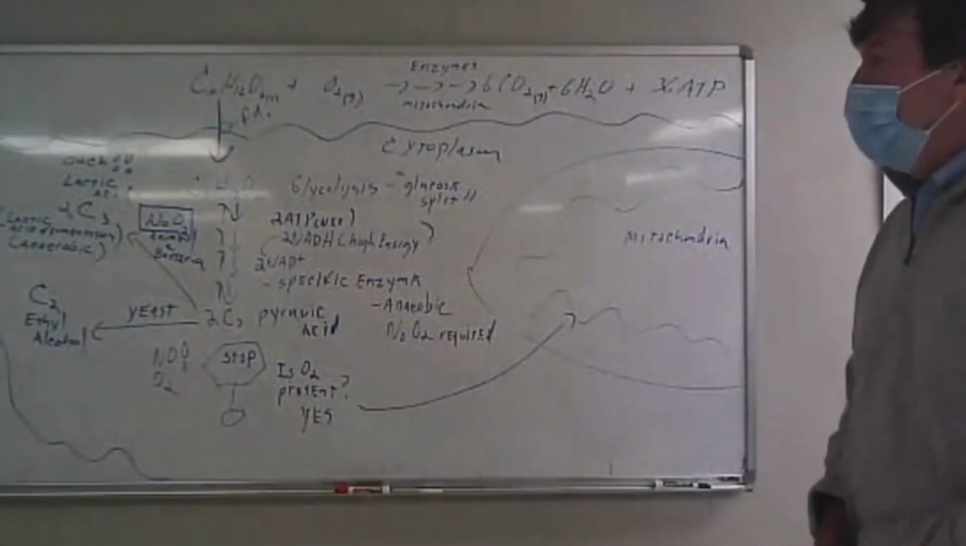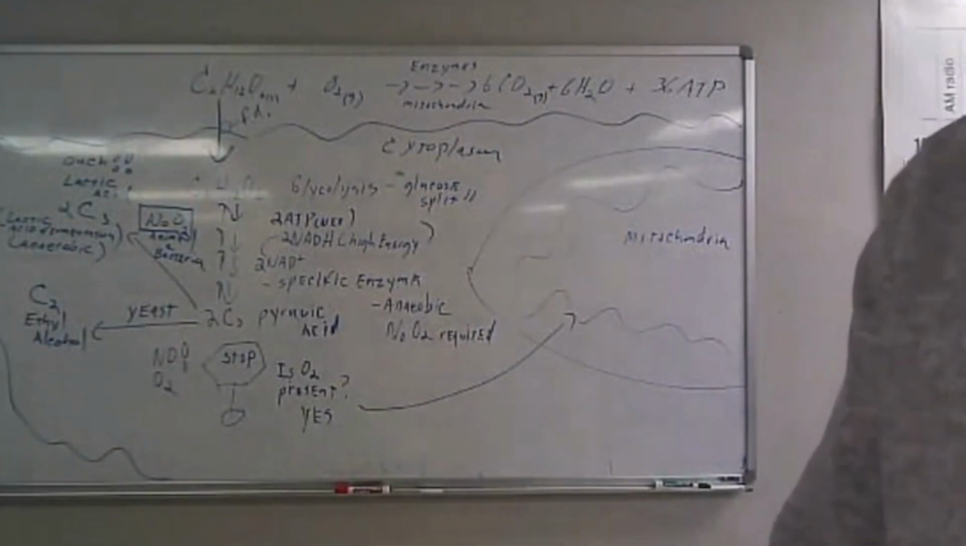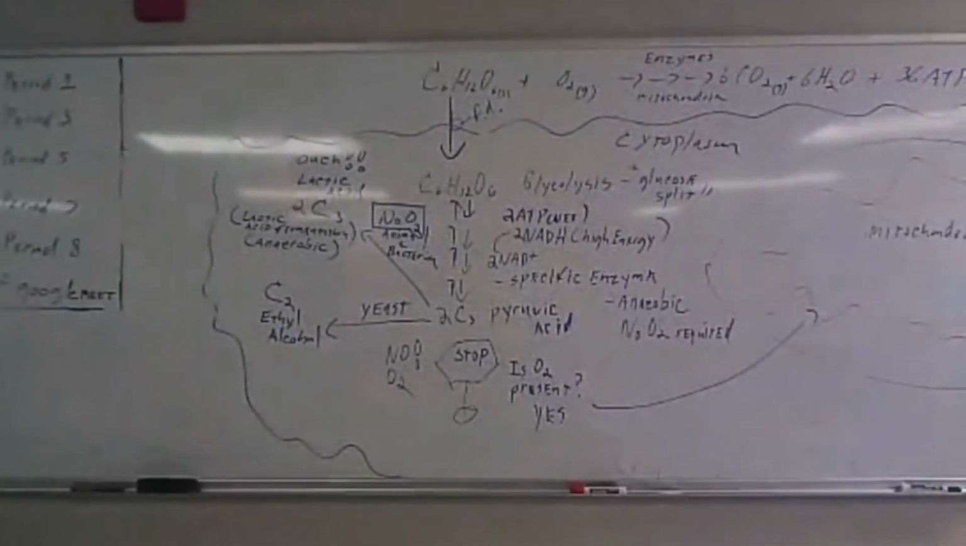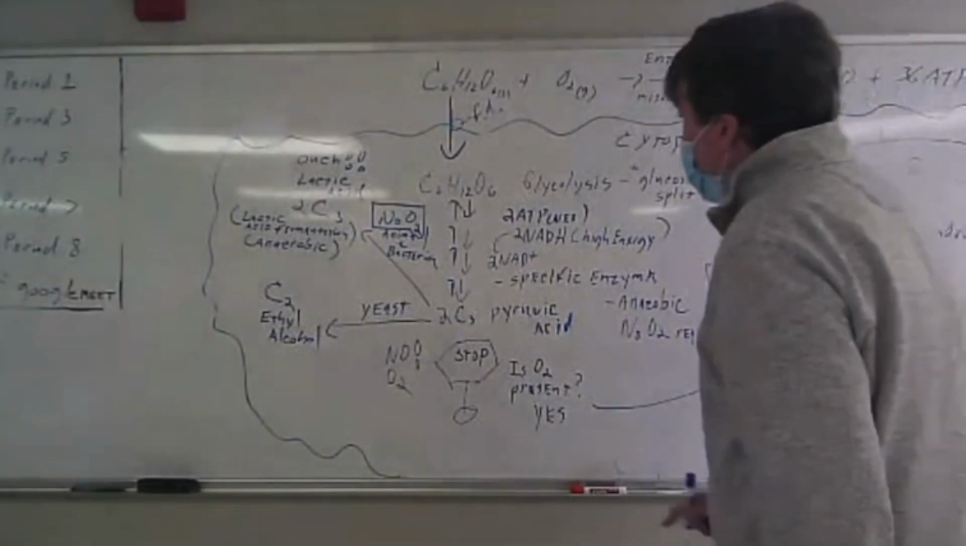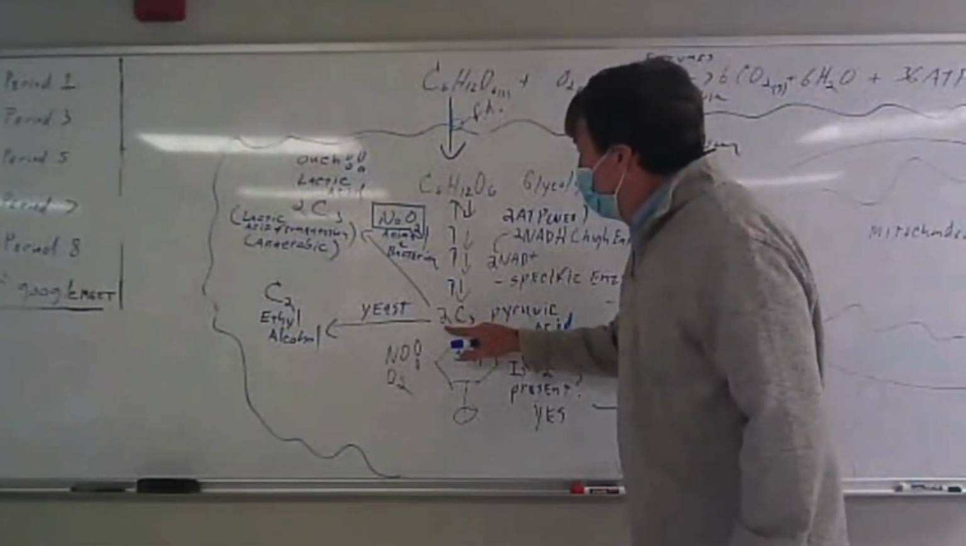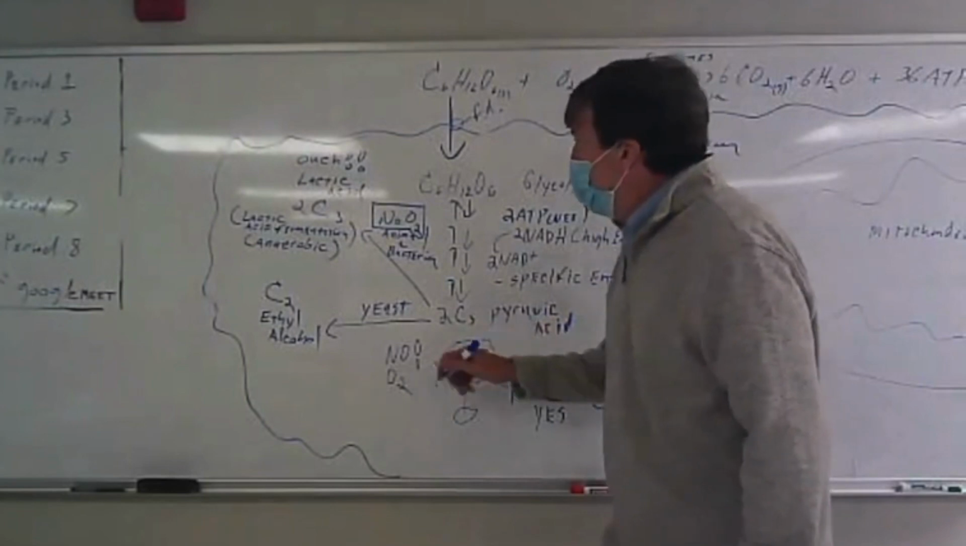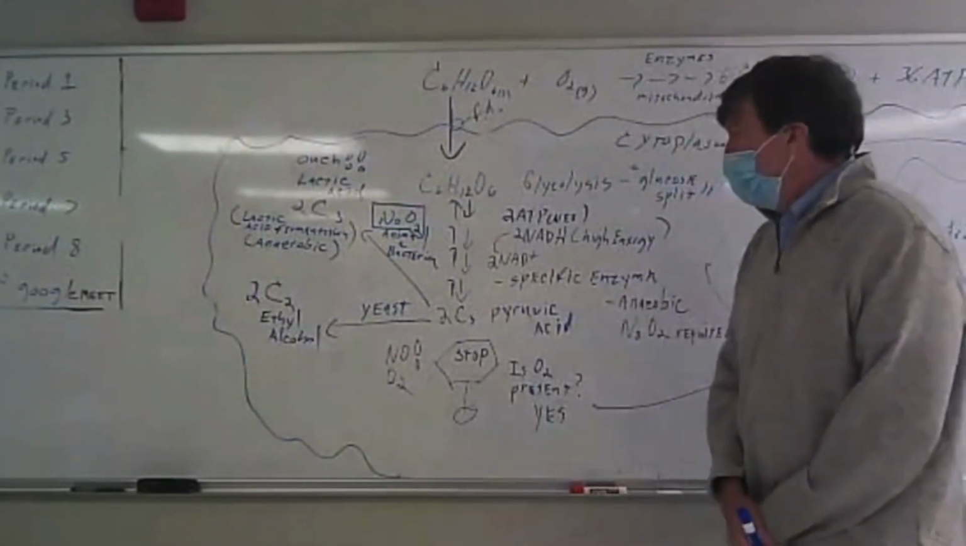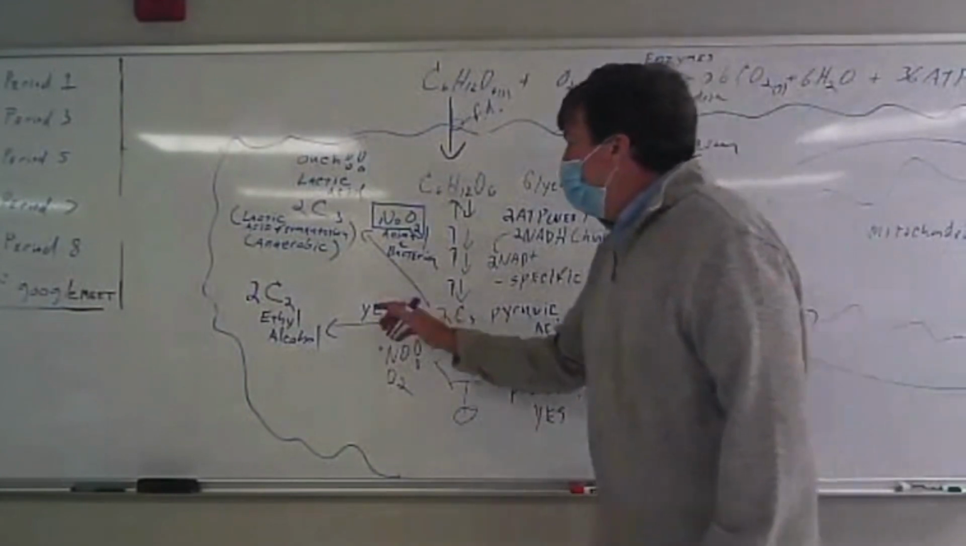So that is a C2 molecule. Of course, you start with 2 C3s. Now we're going to have 2 C2 molecules. Notice we've lost a carbon.